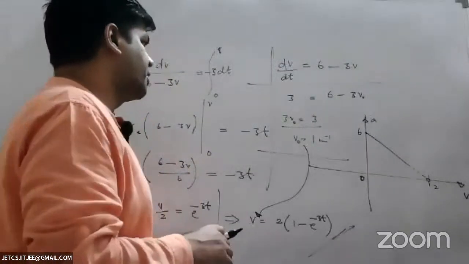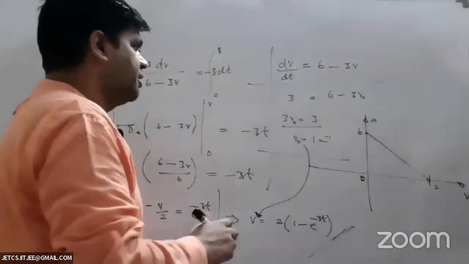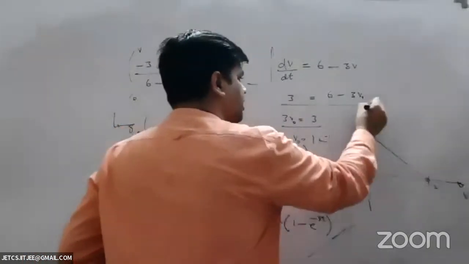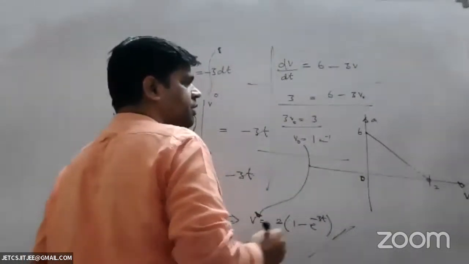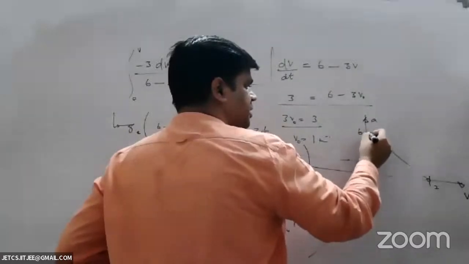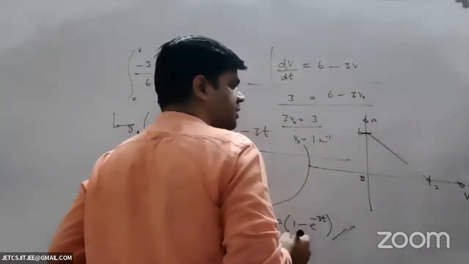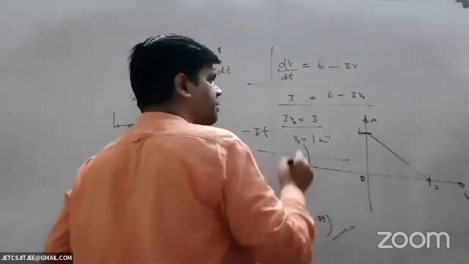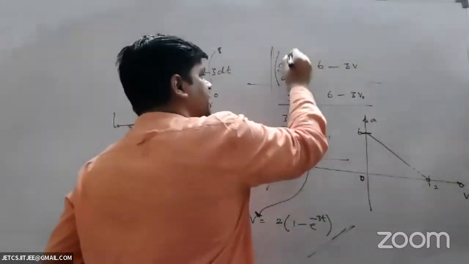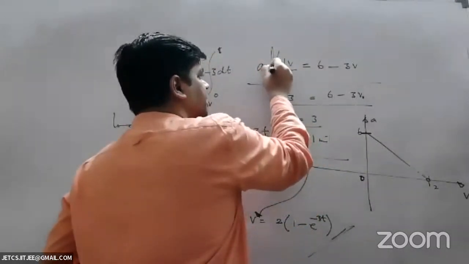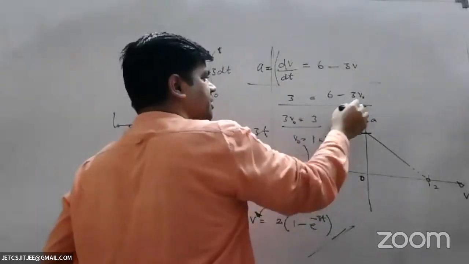All right. Okay. I just want to repeat this fourth case. Acceleration is half the initial value. What is the initial value of the acceleration? 6. Half of that value would be 3. So using this equation, a is equal to 6 minus 3v. I get 3 is equal to 6 minus 3v naught.